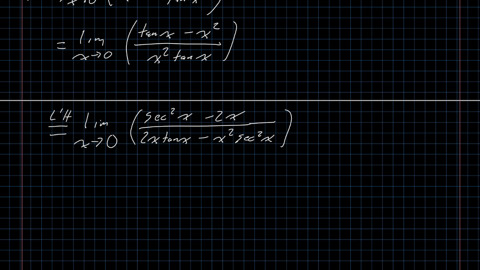Right, so that was annoying, but we got through it. If we try to evaluate at this point, we get our disappointment. As x goes to 0, secant of x is 1, but x itself is 0.